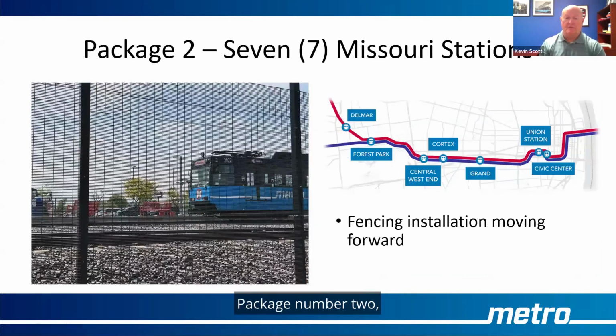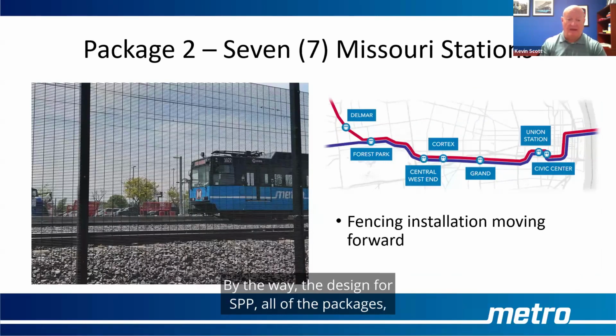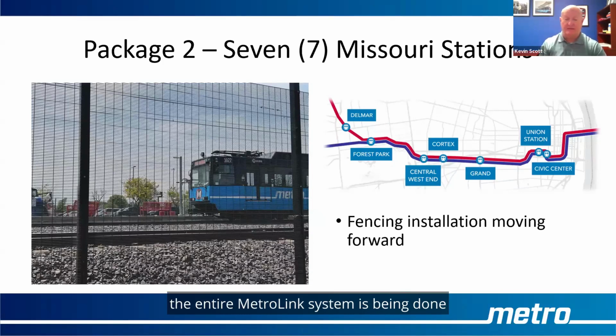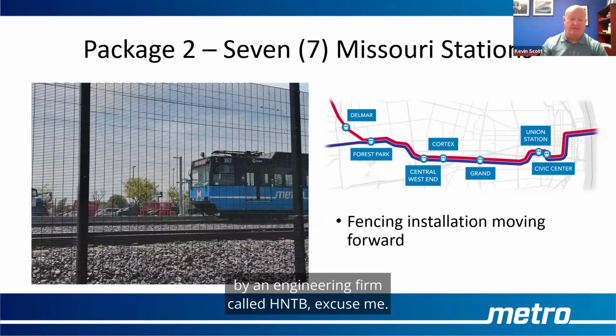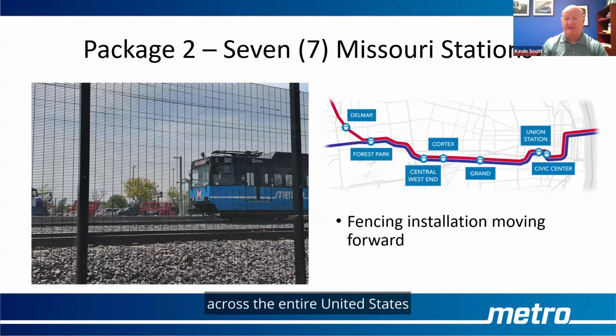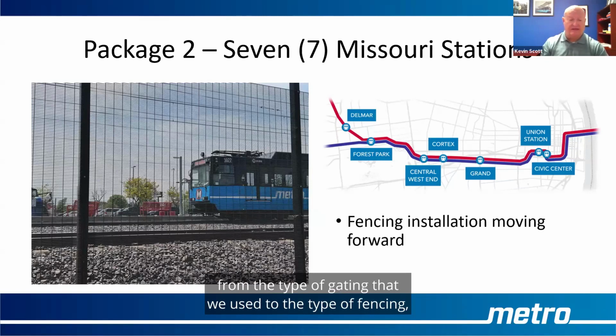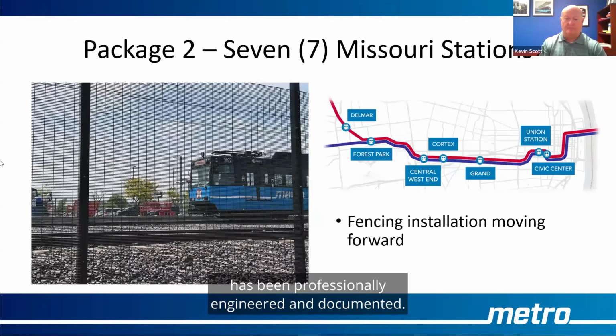Package number 2 is already under construction as well. By the way, the design for SPP, all of the packages, the entire MetroLink system, is being done by an engineering firm called HNTB. They're based in Kansas City. They have a significant footprint across the entire United States, and they are running the total design for this project. So we're working hand in hand with them from the type of gating that we used to the type of fencing, to meeting egress standards, to ADA compliance. Everything in this project has been professionally engineered and documented.